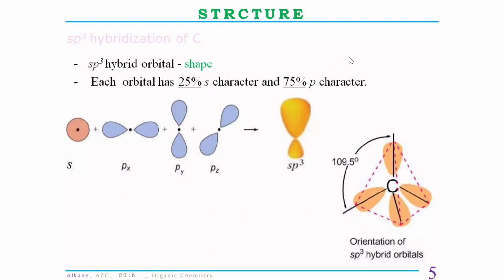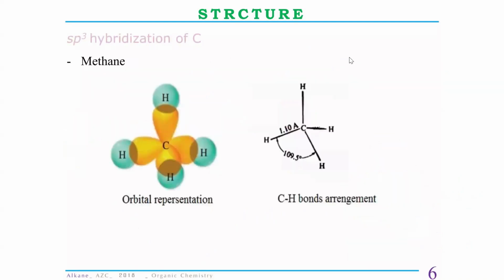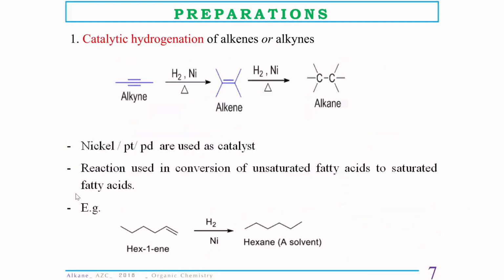So now we check methane. Methane also has sp3 hybridization. Of course, methane has 1 carbon and 4 hydrogen, and they have a bond length between carbon and hydrogen of 1.10 Angstrom units, and the bond angle is 109.5 degrees.